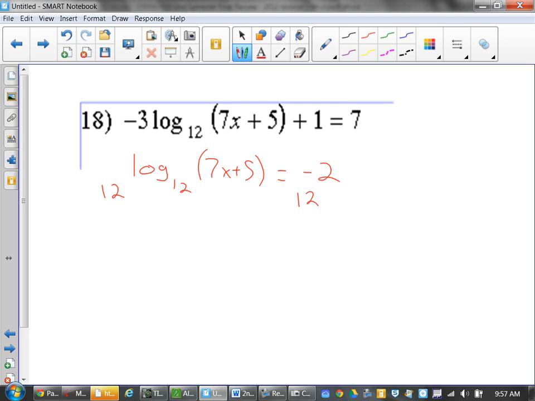No, it'll be 7x plus 5 equals 12 to the negative 2. So it'll be 7x plus 5 equals 1 over 144. And then you subtract 5 and divide by 7. That's really gross. It is really gross.